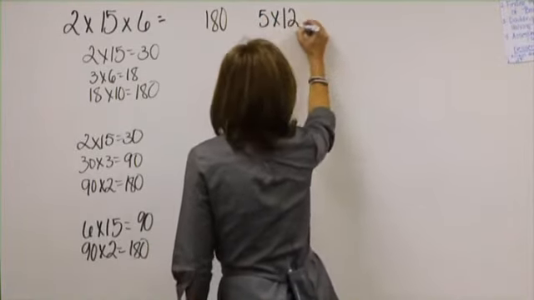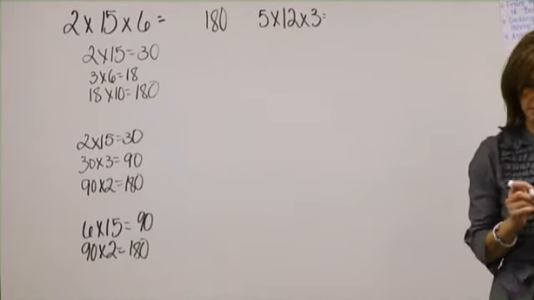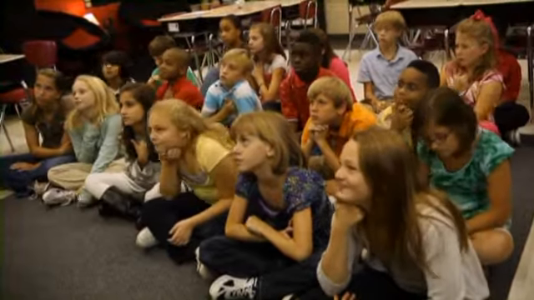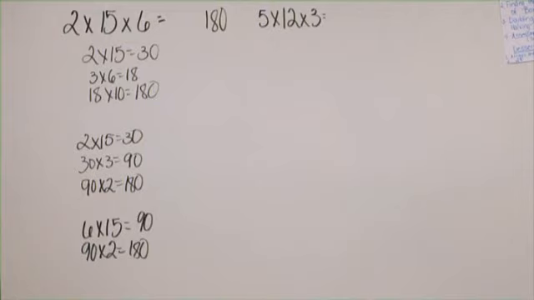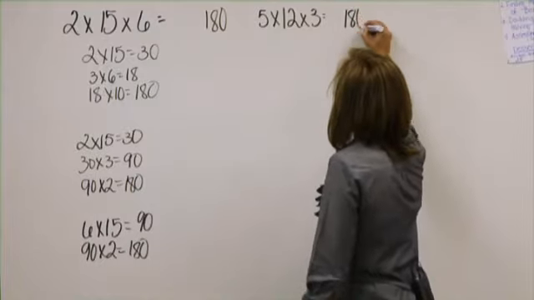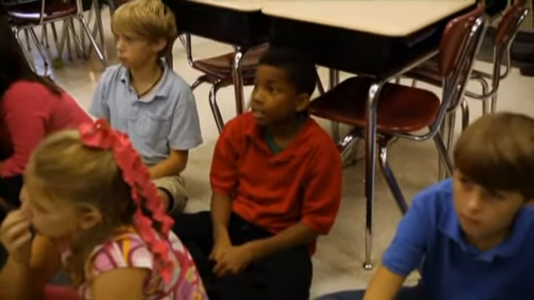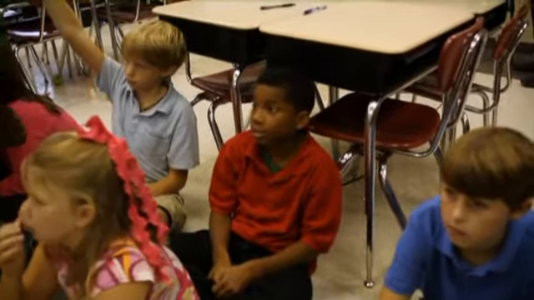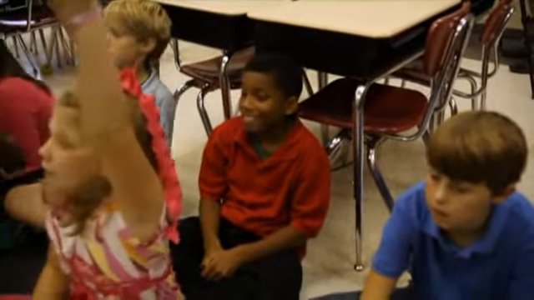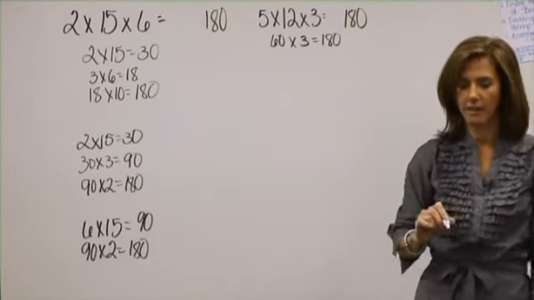Put your thumb up when you know the answer. Okay, answers. Jalen. 180. Jalen, how'd you know that so fast? Because I knew that 5 times 12 was 60. And I did 60 times 3, and that equals 180. Okay, so you multiplied those to get 60, and then 60 times 3 is 180.